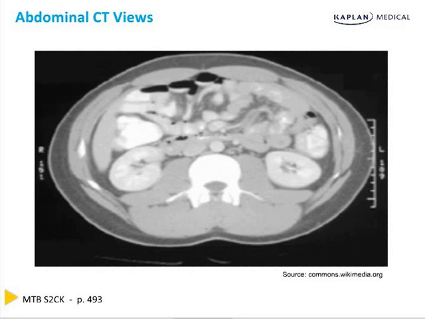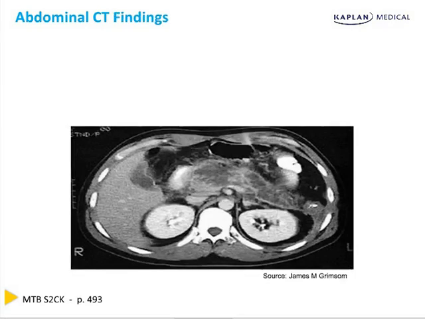Also note that air appears black on CT. While it is normal for air to be present within the lumen of the bowel, as it is on this image, if you ever see air outside of the bowel, it is pathologic and a sign that the bowel has perforated. Having seen what a normal abdominal CT looks like, let's go over some of the common abnormal findings that come up over and over again on the Step 2 CK exam, starting with pancreatitis.